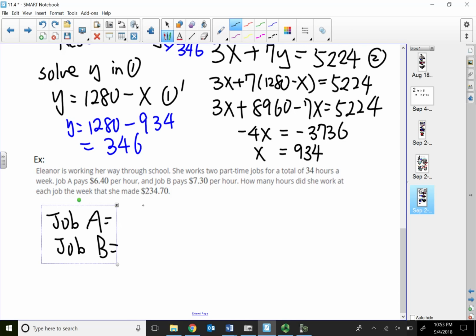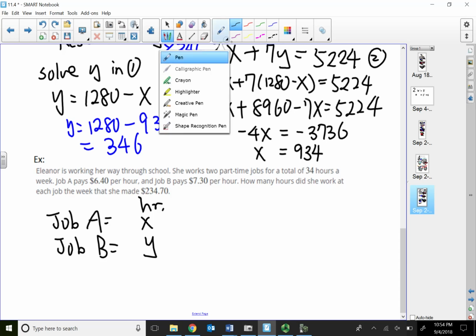So the question is asking for hours at each job, so my variables will represent hours at each job. She will make $234.70. Okay, so let's just say job A, she worked x hours. Job B, she worked y hours.